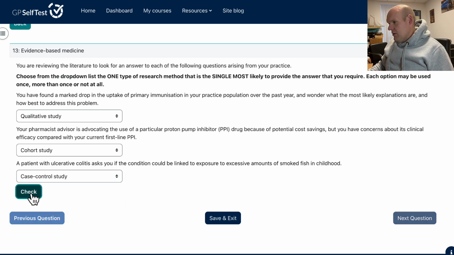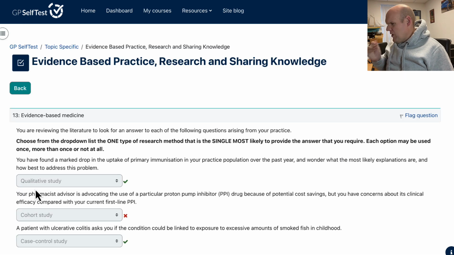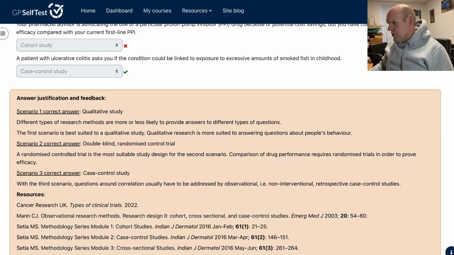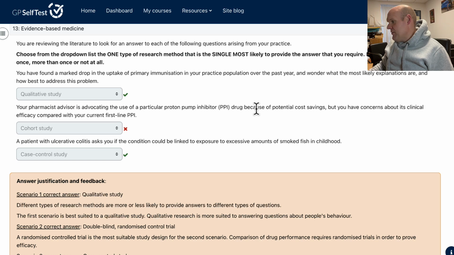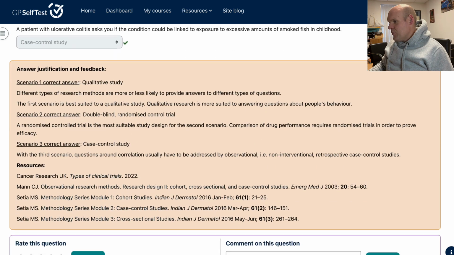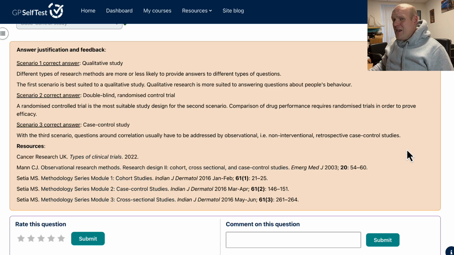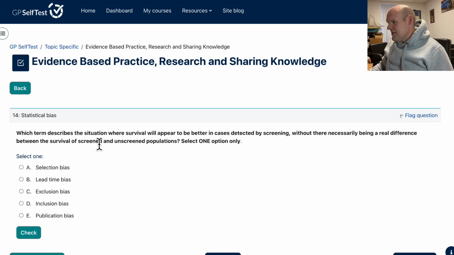Blast! Right, okay. So I got the last one right. It's not a cohort study. What do you want? Double-blind randomized controlled trial. Oh, for heaven's sake. Okay. Fair enough. Yeah, so you're comparing two. That would make perfect sense. They've gone for a super high deal. I think I was swayed by the previous question where I got it wrong. But anyway. Right, statistics bias.